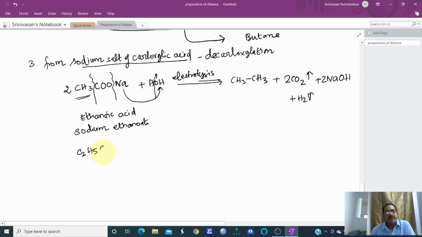C2H5COOK. For simplicity, I will take sodium or potassium, both are the same thing. So with water, if you do the same electrolysis, say again with one carbon, it forms a dimer with another molecule. Here also the same. Here there are two carbons. It makes a dimer with another two carbons of this. So it is C2H5 with another C2H5. Then that is butane, plus all other byproducts will be formed.